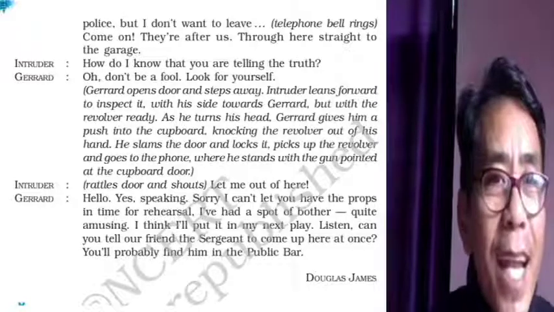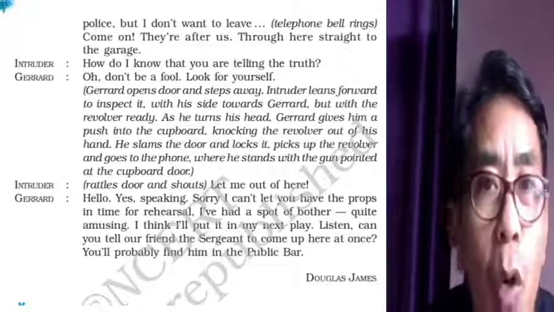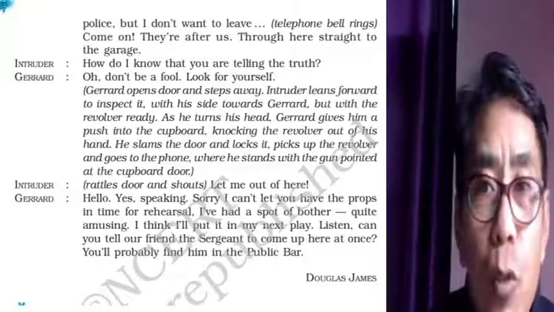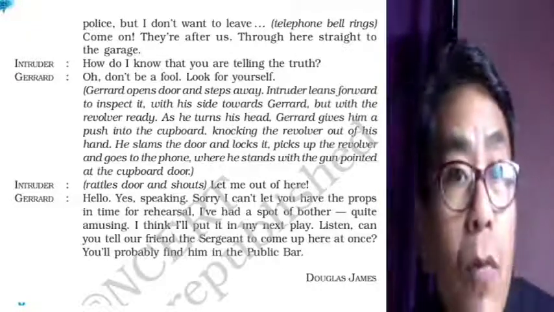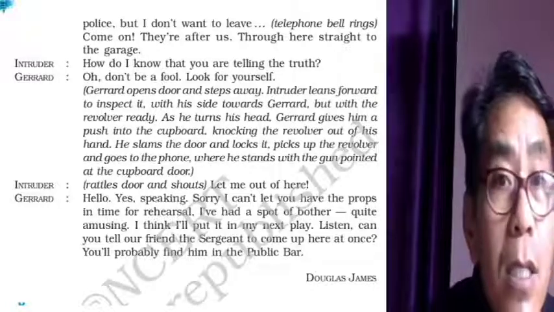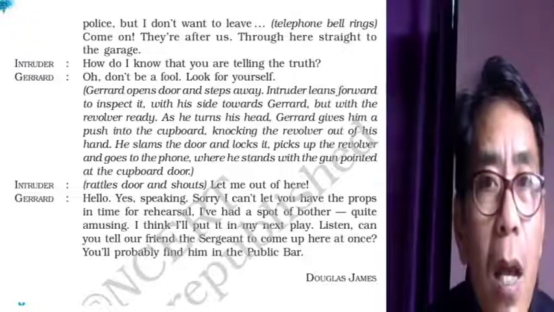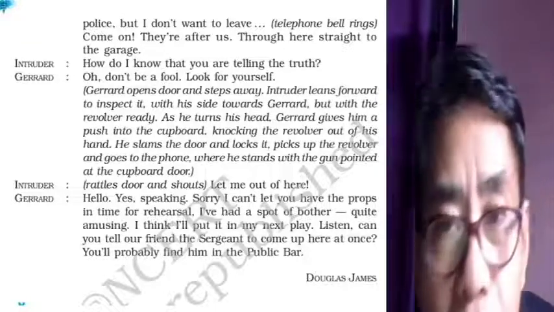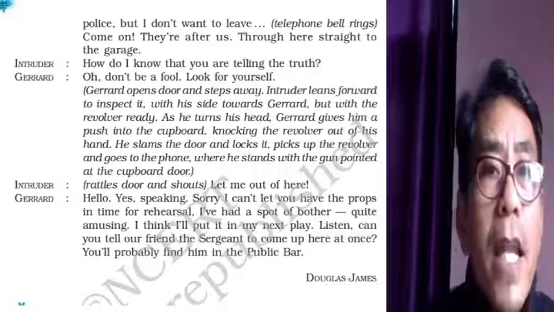So you see, during that time, Jared opens the door and steps away. The intruder, with the gun in his hand, leans forward to see whether somebody was there or not. He was just looking at Mr. Jared, and as soon as the intruder turns his head, what did Jared do? Jared gives him a push into the cupboard.